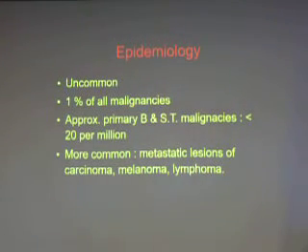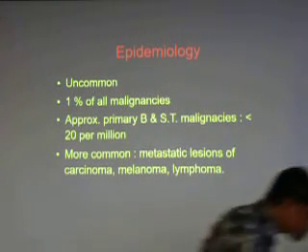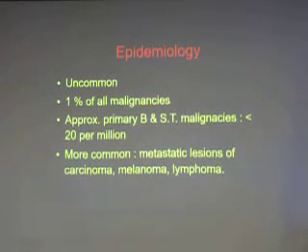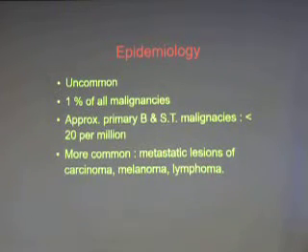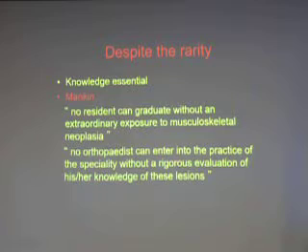Just a brief note: primary bone and soft tissue sarcomas are extremely rare. They comprise only about 1% of all malignancies in the body. More common in the patients that will present to us in a clinical scenario are metastatic cases of carcinomas, bone lymphomas, and in certain cases melanomas. So metastatic lesion is the most common one.